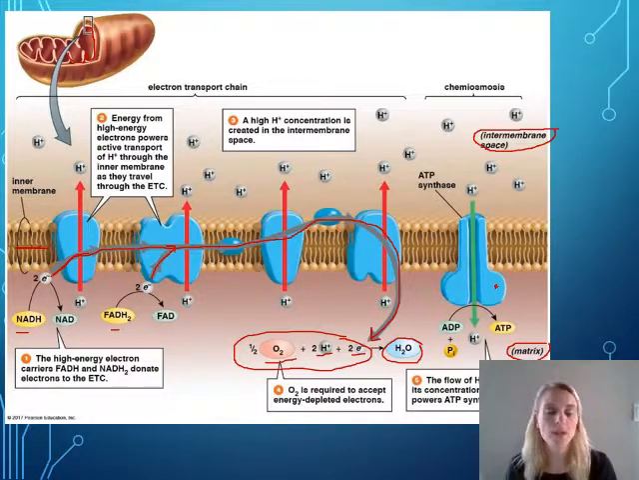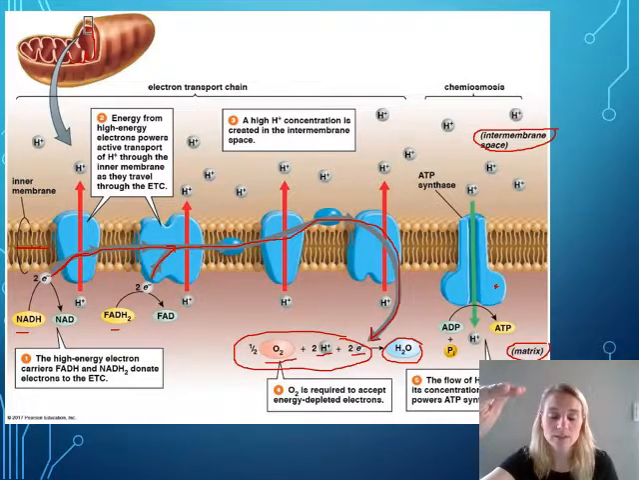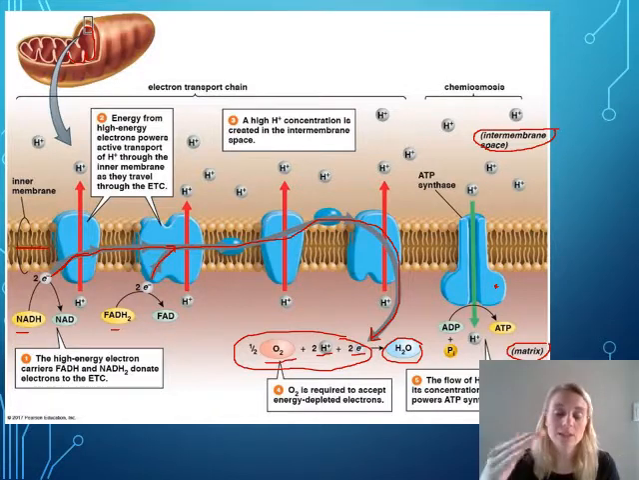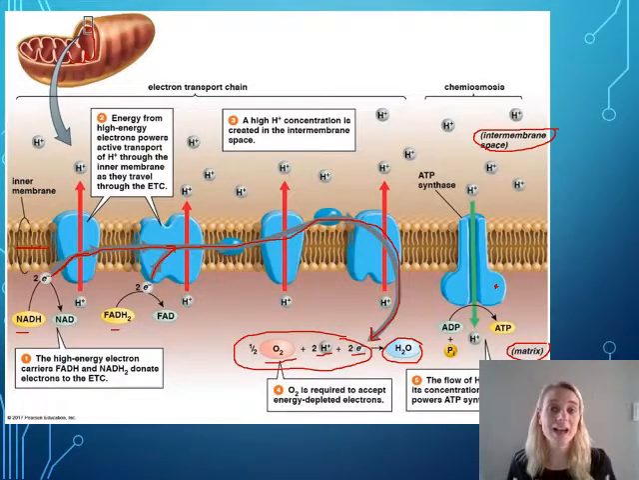That's great, but that's not all, because remember, these were high energy electrons. As they're moving through all of these transport proteins, they're giving off some of their energy because they're falling back down to a lower energy state. Because they have this ability to release energy, we're going to harness that energy and do work. Just like in the thylakoid membrane, we're going to be pumping protons.